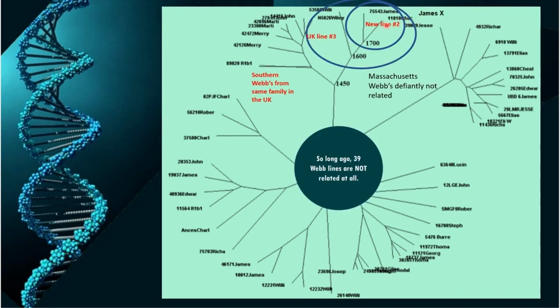So I called this first Webb that's very close, new line number 2, and we'll look at that in a while. And in the English connection, I said, well, that's going to be the UK line 3. And the southern Webbs came from the UK, but they know they came from the UK, but they can't take the jump across to find that first relative in the UK. So in a sense, I'm kind of lucky because there is at least a somewhat close person that has the jump back into the UK.